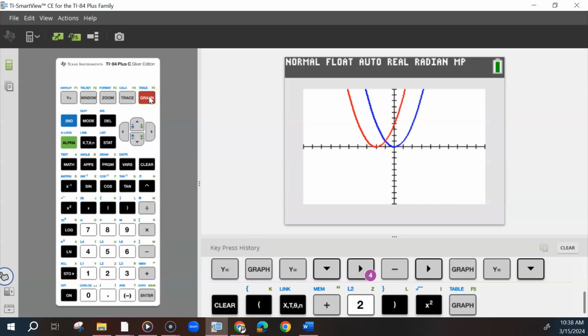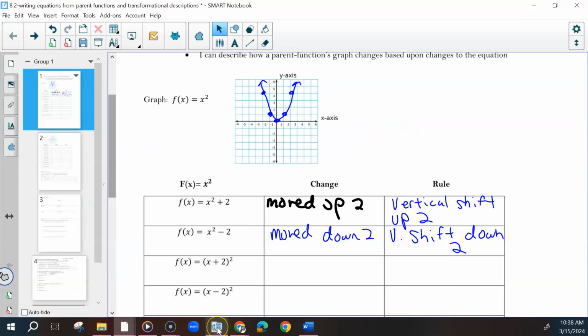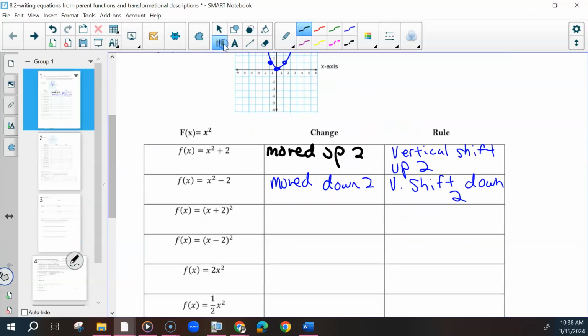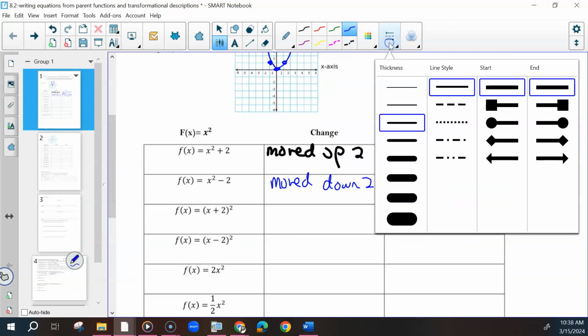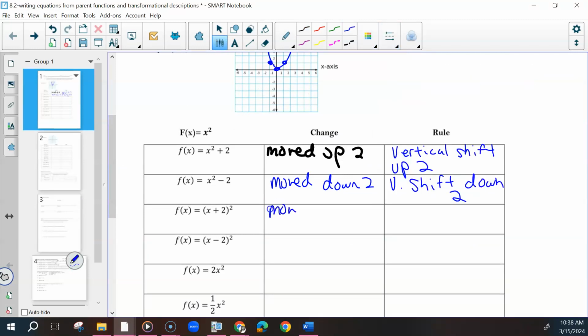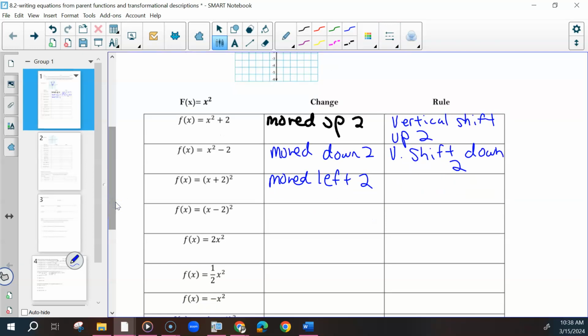What happened? Move to the left. The original moved to the left. We can say it moved left 2. That would be a horizontal shift, left 2.